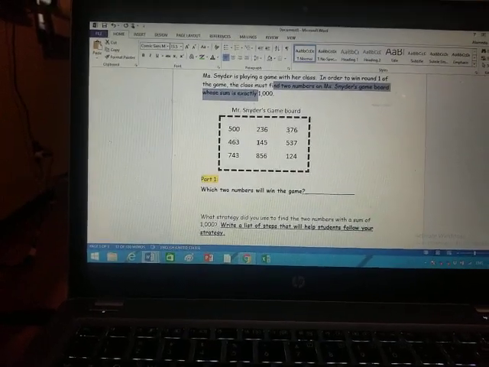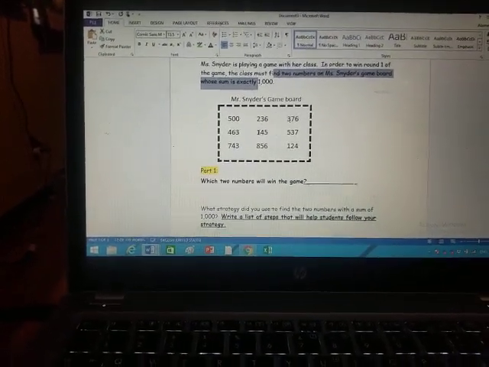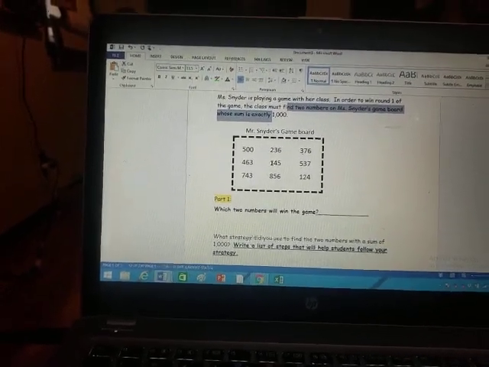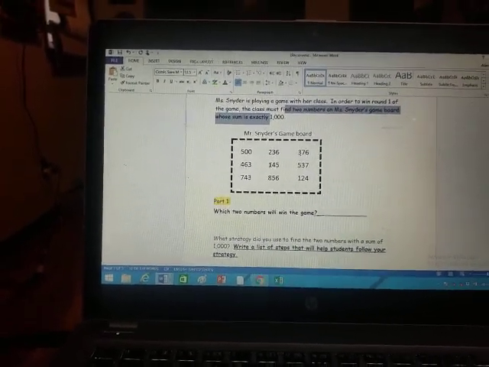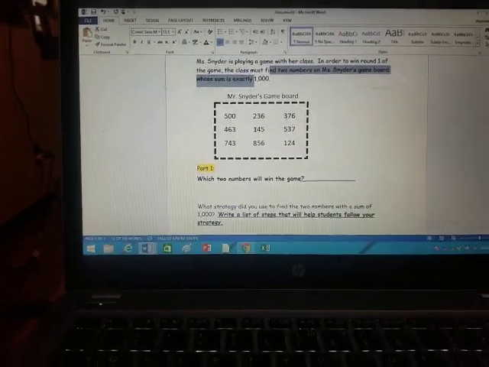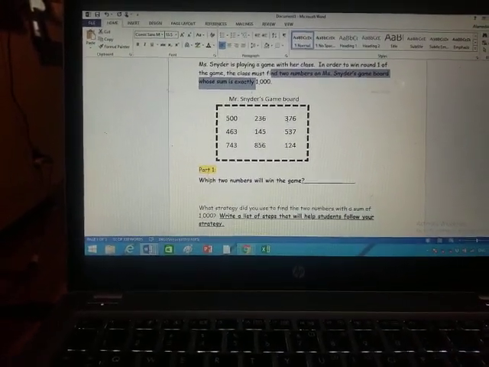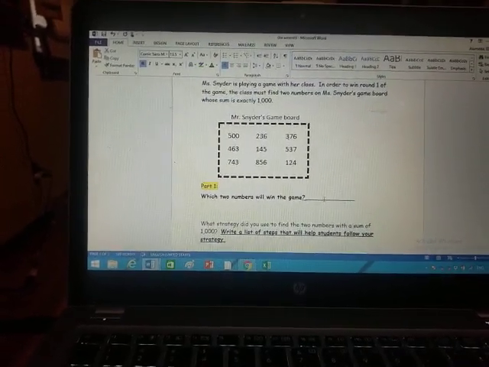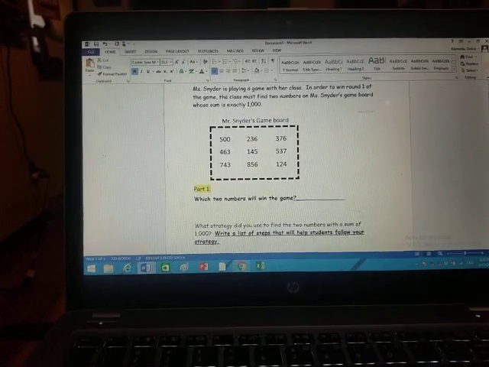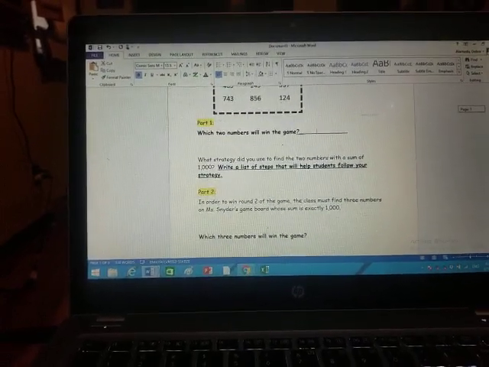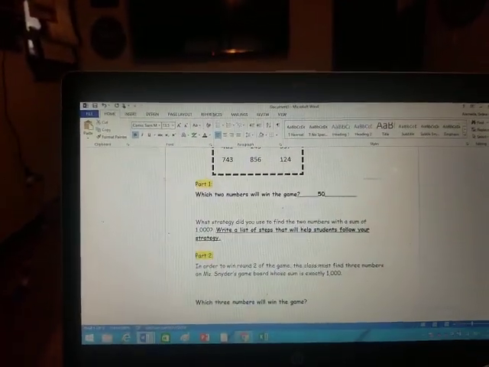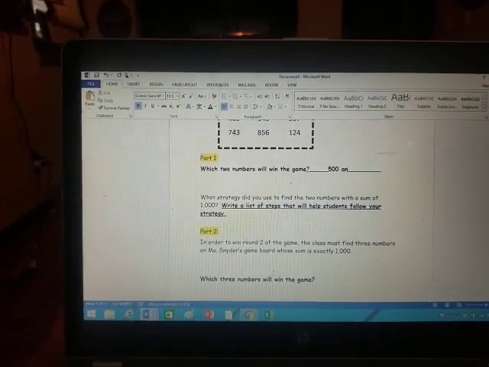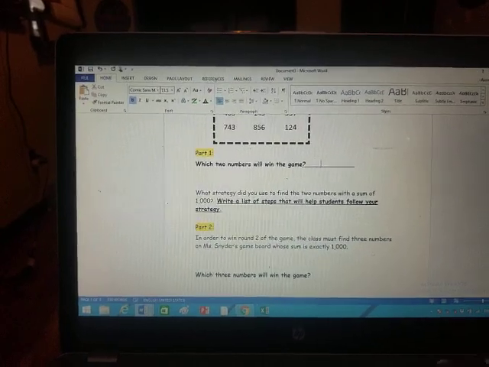If you don't know, you have your math notebook at home. You can test out two numbers and add them together, and whatever two numbers equal 1,000 is your answer. Part 1 says which two numbers will win. All you have to do is put the two numbers that equal 1,000 when you add them together. Type it in. So maybe it's 500 and whatever. I'm not saying that's the answer, I'm just showing you that you can write.